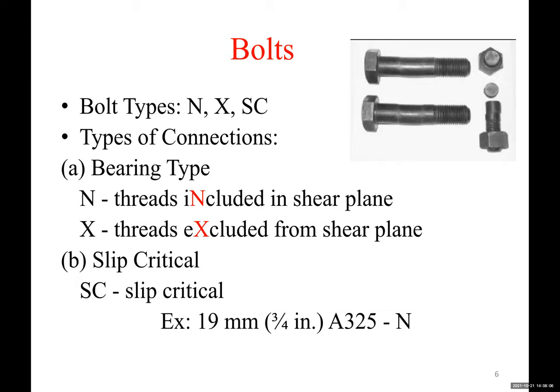The slip critical connection has its uses, of course, in certain applications. And the load transfer typically is done by friction between the connected elements, okay? So typically we tend to use the bearing type connections, in general, that use type N or type X bolts. And in certain applications where we would like to avoid slip, and the load will be transferred through friction, we specify those if necessary. But always try to specify bearing type connections even for seismic applications.